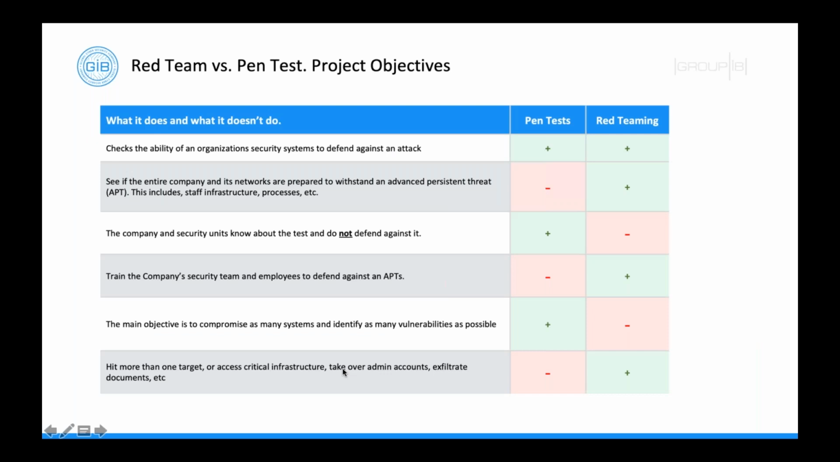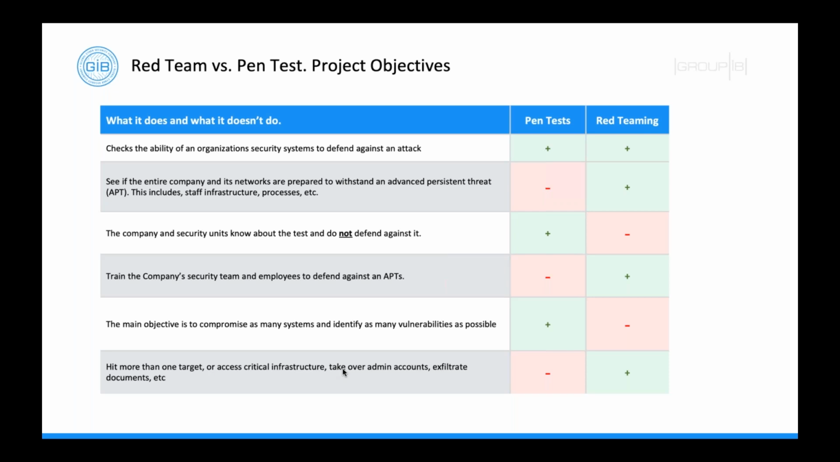In terms of the project objectives, this is where some of the key differences come in between pen test and red teaming operations. Now, both of these different services check the ability of an organization's security systems to defend against an attack, but only red teaming sees if the entire company and its networks are prepared to withstand an advanced persistent threat, for example, from financially motivated cybercriminals like Cobalt or MoneyTaker, or even nation-state actors like Lazarus.